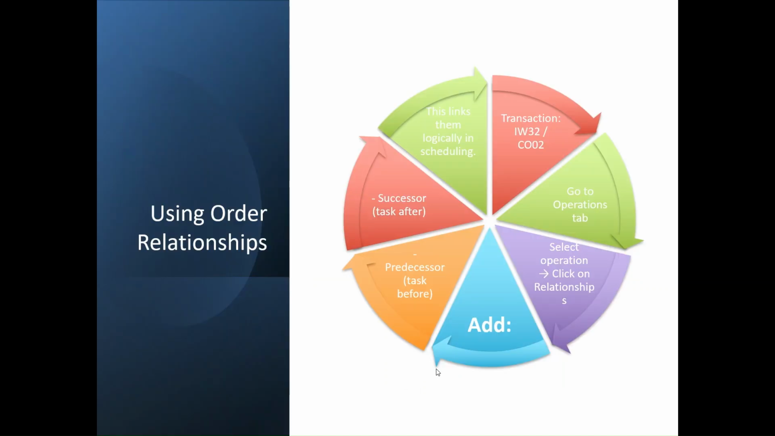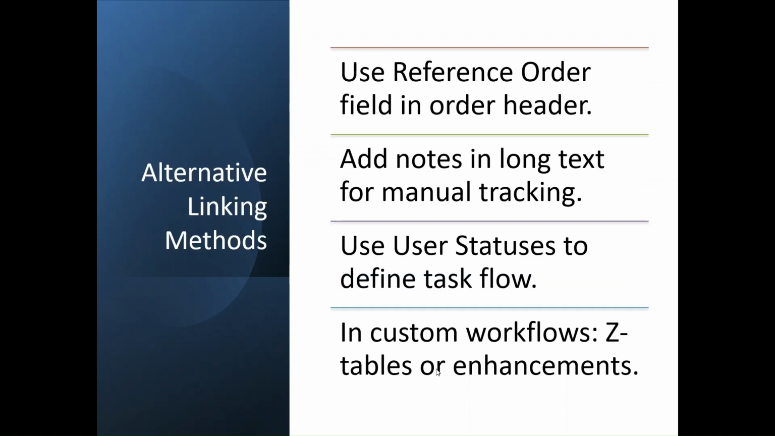In this way, you can use order relationships. For that, you will go to transaction IW32 or CO02. Then you will go to the operations tab. Then you will select the operations and click on relationships. Then you have to add two tasks. Number one is the predecessor, the task that occurs before, and then you should add the successor task, the task that comes after. Then you will link these logically in scheduling, and this problem of order relationship will be solved, and these two actions will be linked with each other.